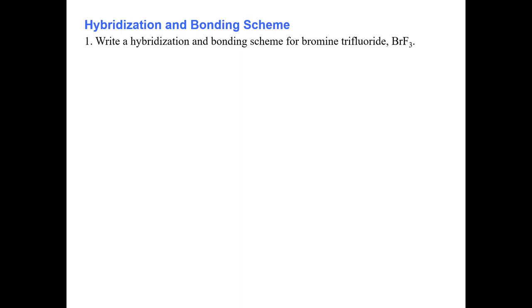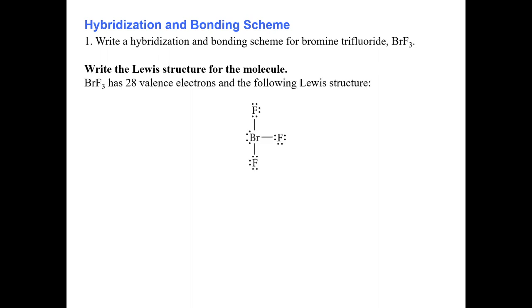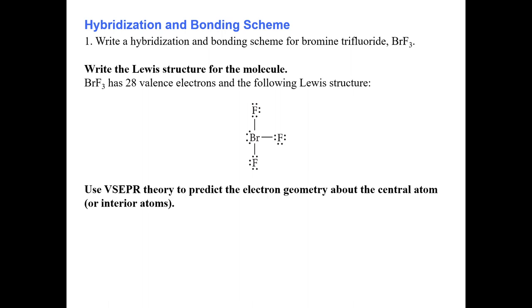So how about you try writing out the hybridization and the bonding scheme for BrF3. Pause the video, follow the steps, and when you're ready for the answer, click play. Okay, so the first step is to write out the Lewis structure. You need to know how many valence electrons you're working with, and that is 28. Br can have an expanded octet. The electron geometry is trigonal bipyramidal because we see 5 electron groups. So that's 3 bonds here and 2 lone pairs.